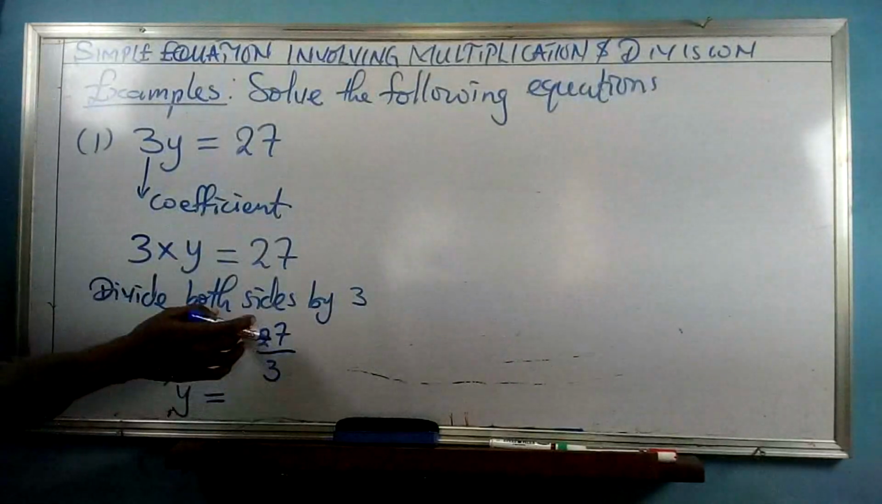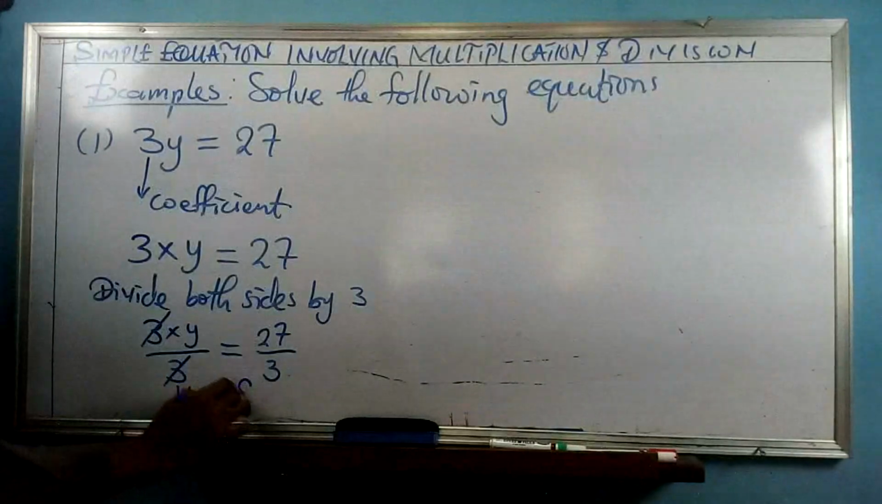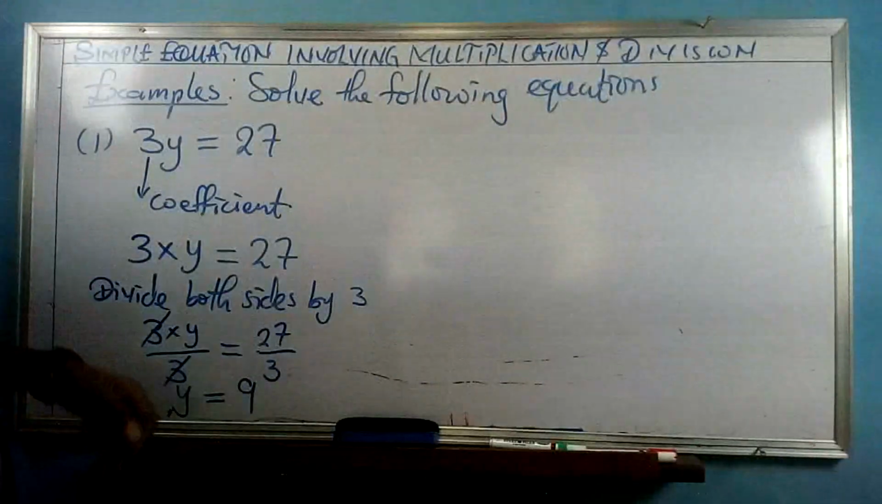And how many 3 go in 27? Can you tell me that? How many 3 go in 27? That is 9. That's very good of you.